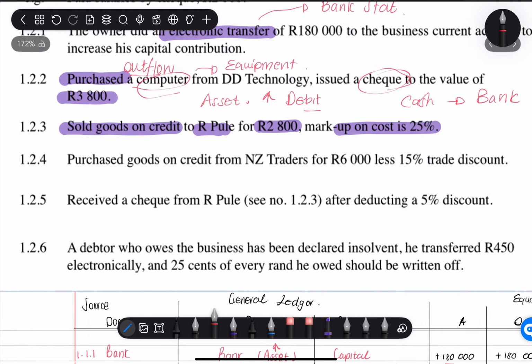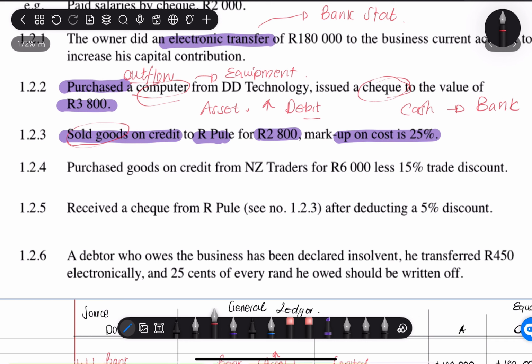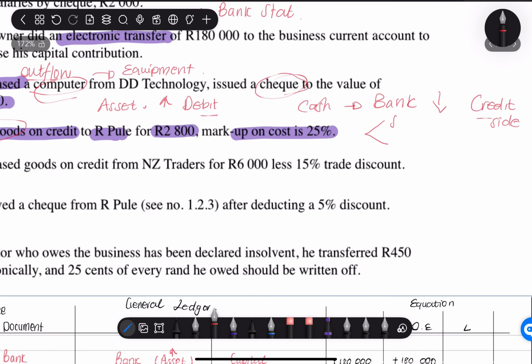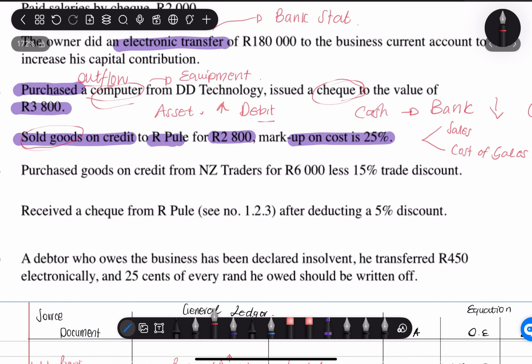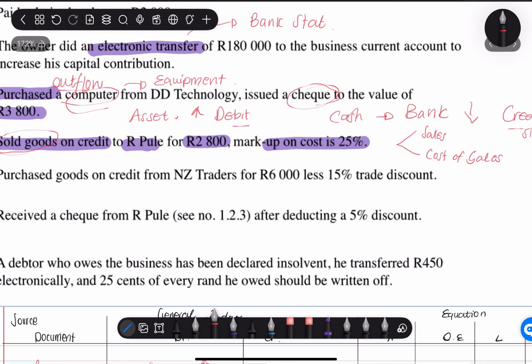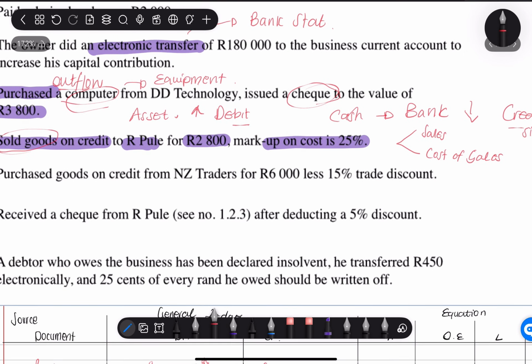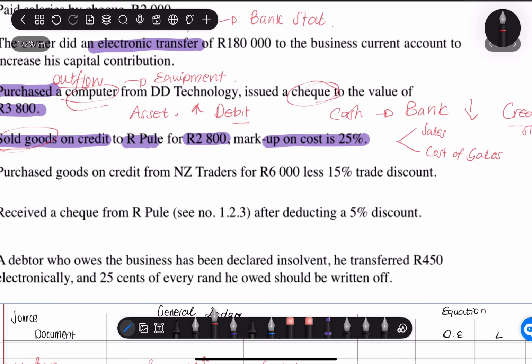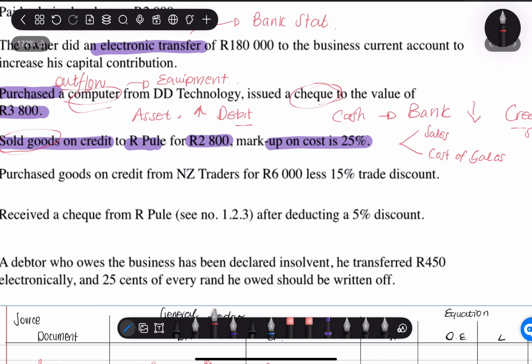So anything that has 1.1.3, yes, sold goods. Anything that involves sales has two accounts. You've got your sales and you've got your cost of sales. Always, always, always. This is important. Please write NB next to it. You'll always have two accounts, sales and cost of sales. Okay? So your sales will increase and your cost of sales will... Okay, wait, let's get into it first.